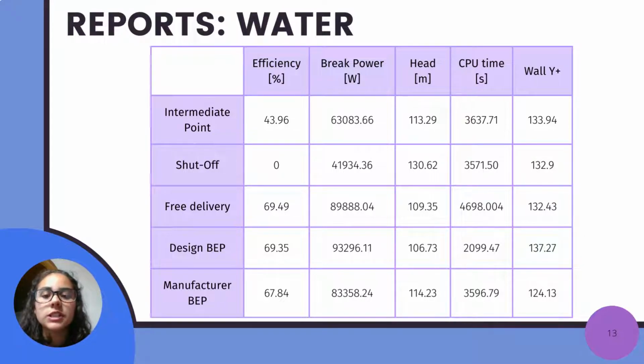This is because the efficiency is higher in this pump and it requires less CPU time to compile 1000 iterations. Also, the brake power is higher, same as the global Y plus. However, this last one means that the mesh must be improved.